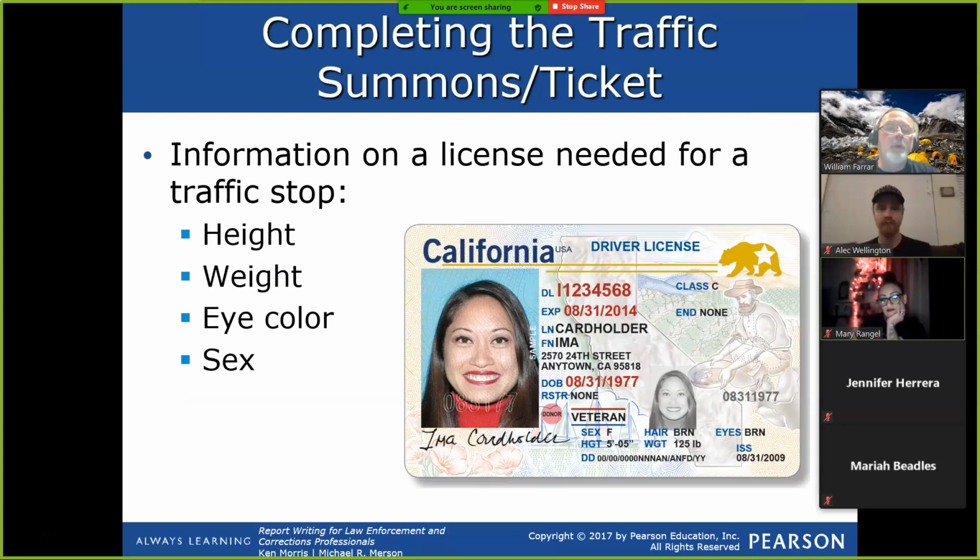So here's an example of a California driver's license. Does anybody know what this little funky star is up in the upper right-hand corner? Nobody? Is that for the real ID?